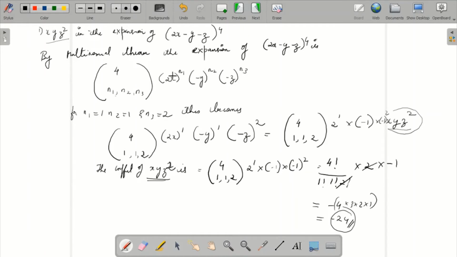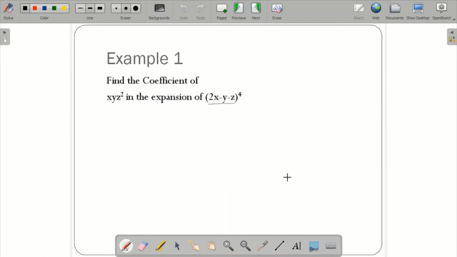So instead of x I have 2x, instead of y I have minus y, instead of z I have minus z. Now just try to put such that you will get x to the power 1. I can put n1 as 1, y to the power also 1 I should get. So I took minus 1 common and y to the power 1 itself I'll put, and z to the power also I should get as 2. So I put n1 is equal to 1, n2 is equal to 1 and n3 is equal to 2, and I substituted, and then I got xyz square, and this is the coefficient. I further solved and I got this particular result. So this is regarding example 1: find the coefficient of xyz square in the expansion of 2x minus y minus z whole to the power 4.